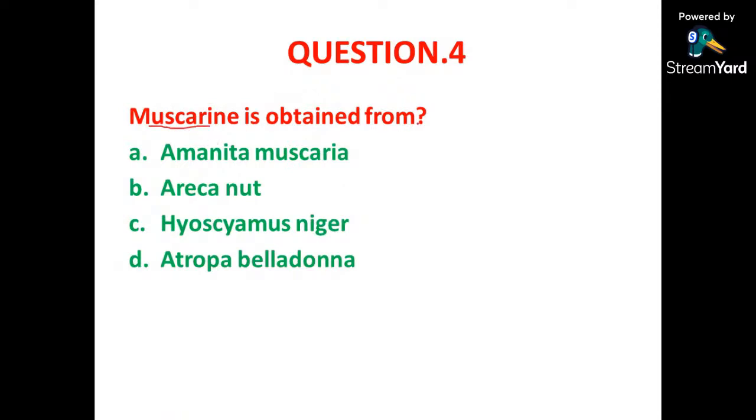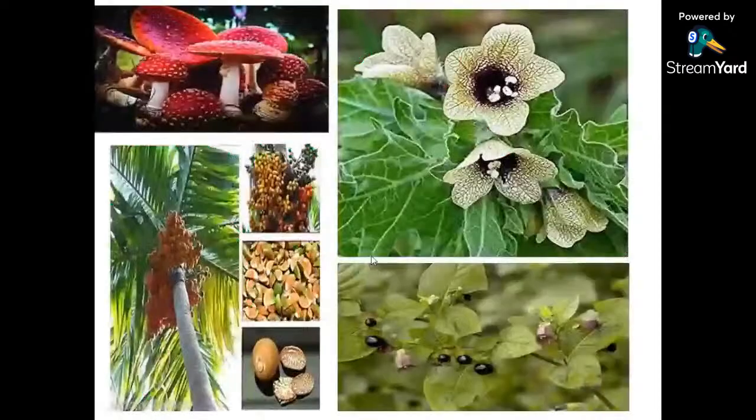Muscarine is obtained from which plant? So this is the question. We have Amanita muscaria, which is actually a mushroom. We have areca nut. Areca nut plants are tall plants, belonging to the palm family. I don't remember the family name. And we have Hyoscyamus niger and Atropa belladonna. Let me show you the images of these four plants.